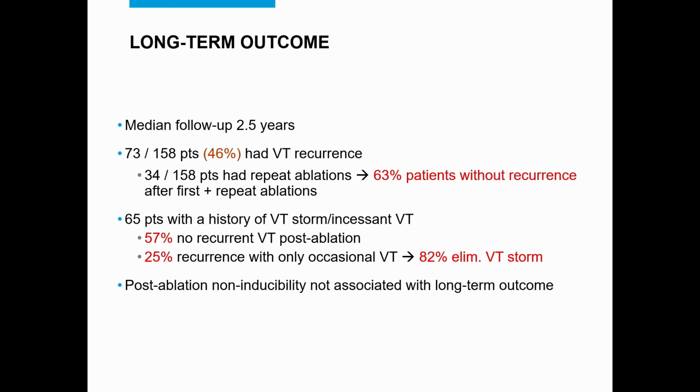Long-term outcome, median follow-up 2.5 years: 46% of the patients had a very high recurrence rate. If multiple procedures were done, 63% of the patients had no recurrence. Looking at the patients with the severest presentations of VT storm or incessant VTs, 57% had no recurrent VT post-ablation, and 25% had occasional recurrence, resulting in 82% elimination of VT storm in these patients.